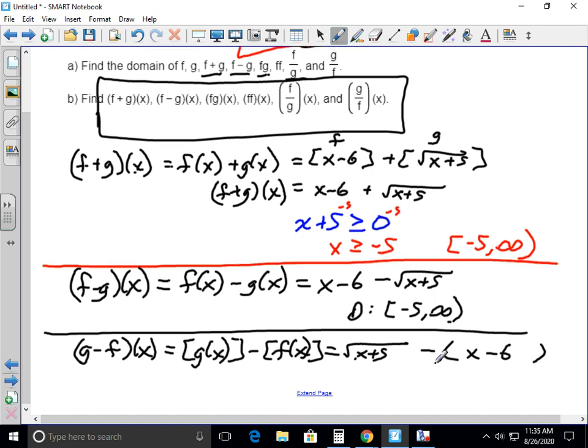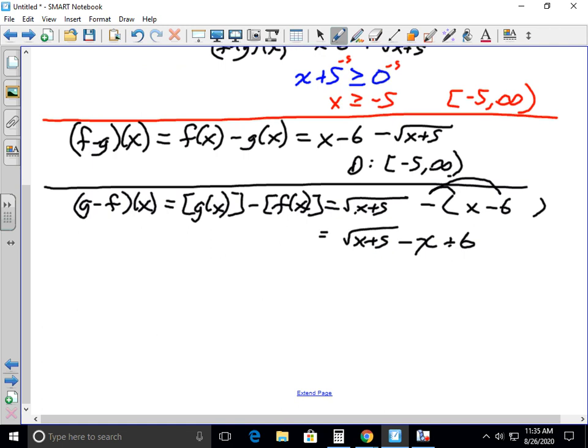Well, this minus applies to all of f. If we're subtracting that function, then we need to subtract x and subtract negative 6. So that would be minus x minus a negative. We'll make that positive 6. So this is g minus f, and again, the domain of that is negative 5 to infinity.